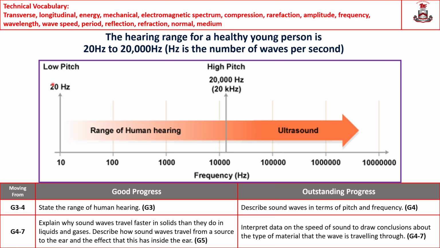Some more facts that we need to know. The hearing range for humans is 20 to 20,000 hertz. Okay? So we have to remember that. Any sound frequency above 20,000 hertz is called ultrasound. So if you remember this fact, you can remember both. Humans can hear from 20 to 20,000, so anything above that must be ultrasound.